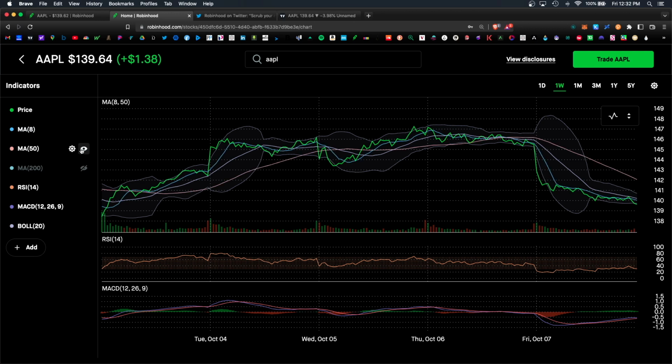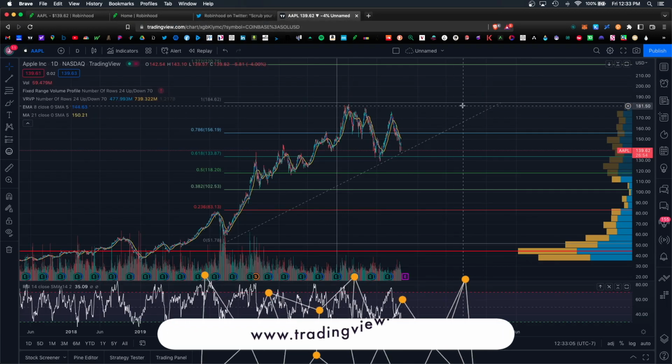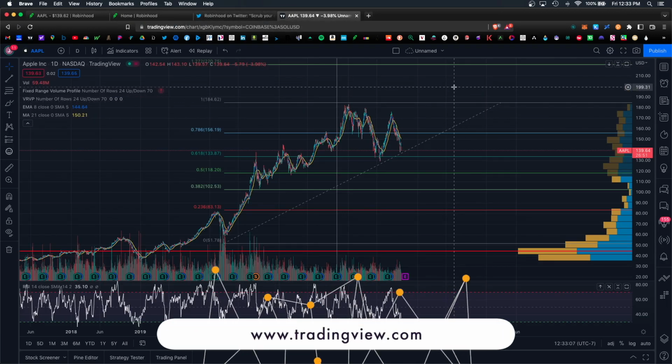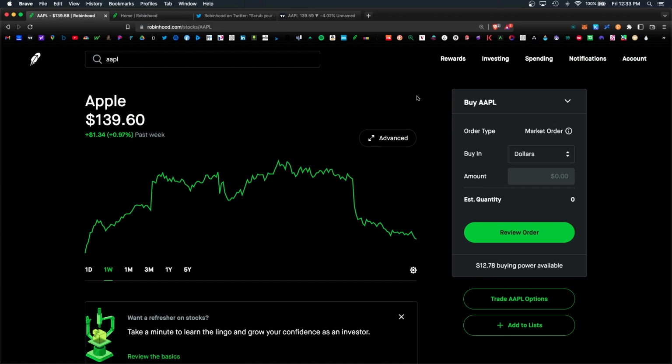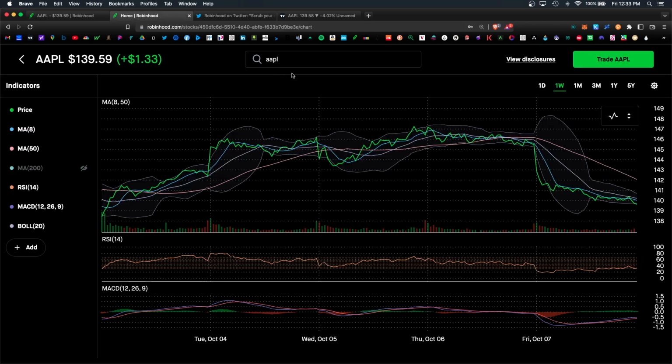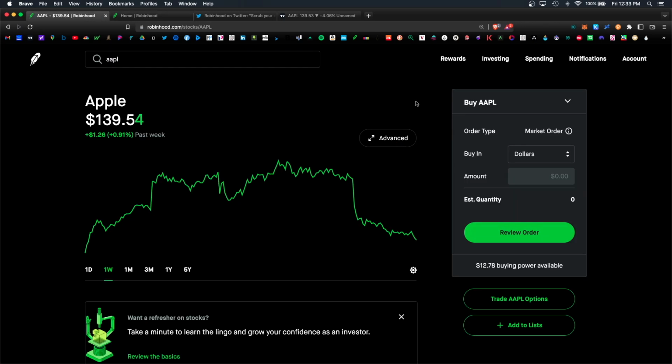And without these tools, you would have to use an alternative charting platform such as TradingView to start analyzing your stocks or crypto. And the amazing thing is now it is built right inside the Robinhood app. All you have to do is click on the advanced chart feature here, and this would launch you into the advanced chart view.